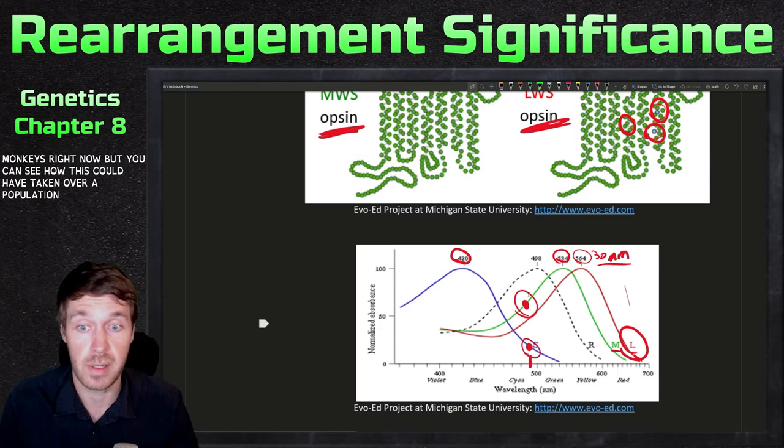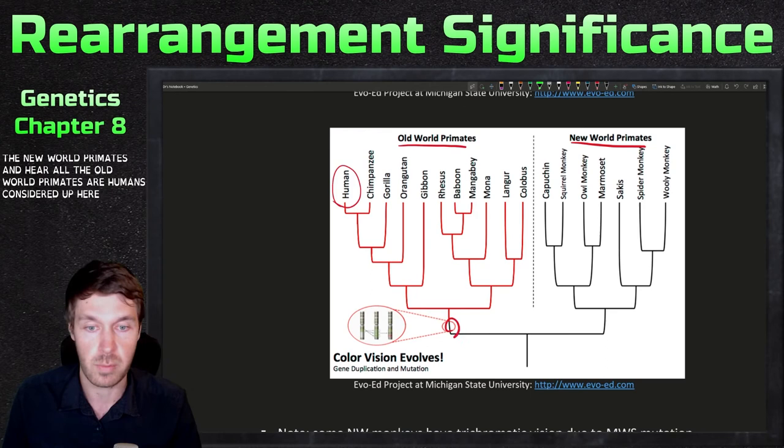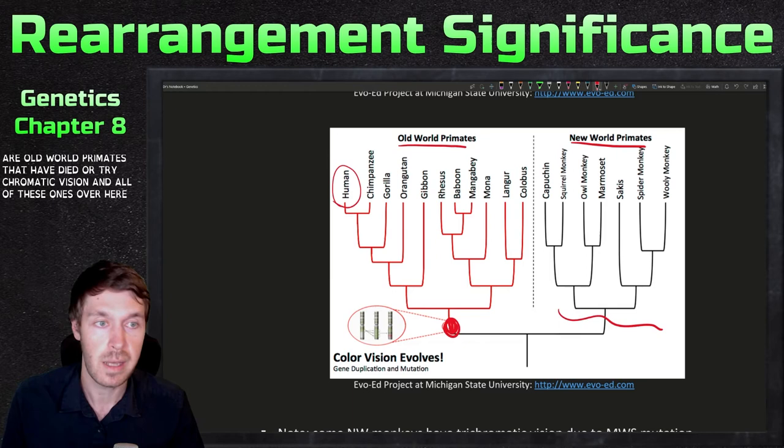So here is where divergence occurred. Here are all the New World primates and here are all the Old World primates. Humans are considered up here, and this is where color vision evolved. All of these are Old World primates that have trichromatic vision, and all of these over here have dichromatic vision. Now, something weird could happen in these New World primates, though.